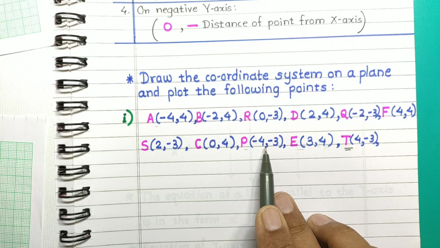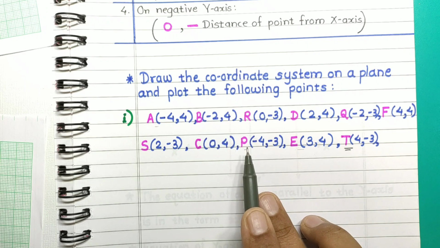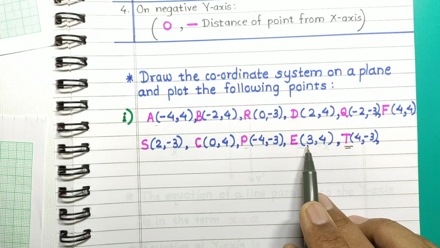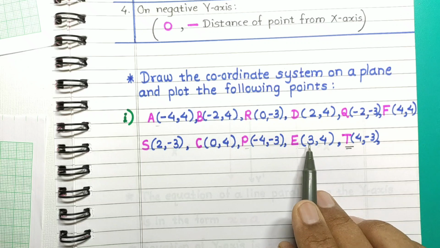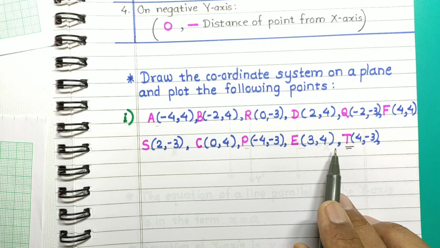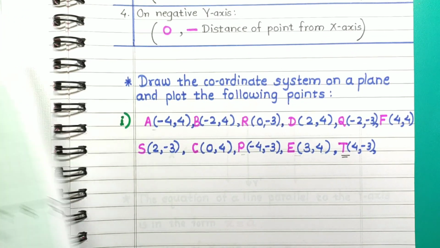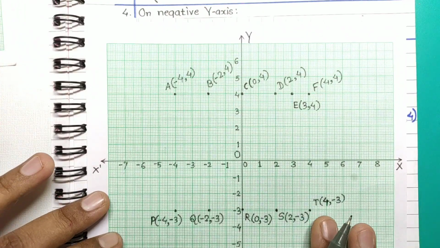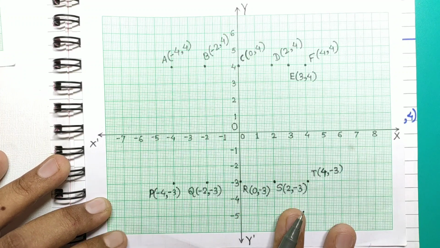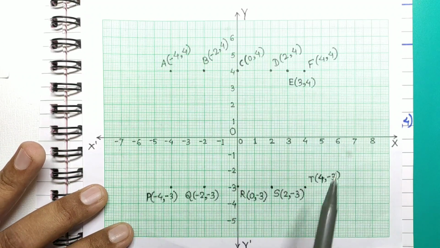Point P with coordinates (-4, -3). Both the coordinates have negative sign, so this point P lies in the third quadrant. Then point E with coordinates (3, 4). Both the coordinates have positive sign, so E lies in the first quadrant, and we have plotted point T already. So I have plotted all these points on the graph paper. You practice to plot the points. See here, we have all these points.